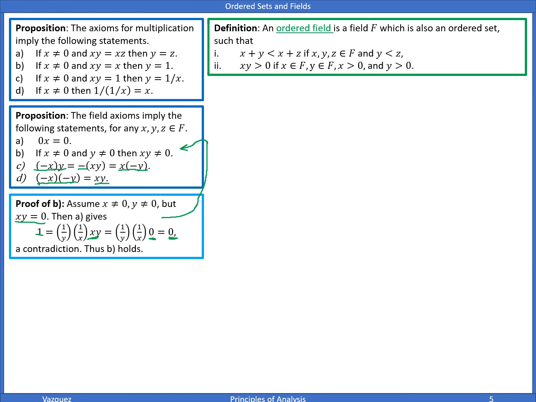Okay, now we're going to define what an ordered field is. So an ordered field is a field F, which is also an ordered set, such that x plus y being less than x plus z implies that y is less than z for all x, y, z in F. And also, if the product xy is greater than 0, where x and y are elements of the field, this happens if x is greater than 0 and y is greater than 0. So those are the two properties that make up an ordered field.